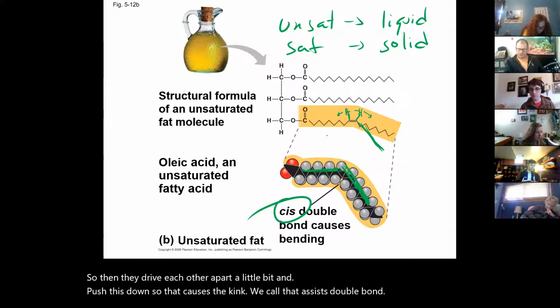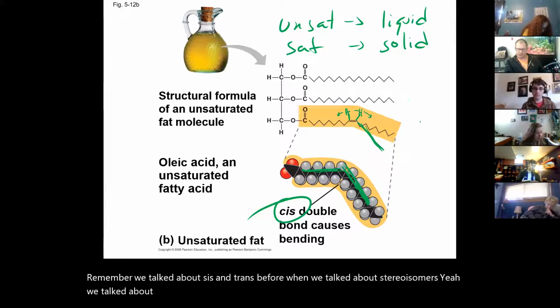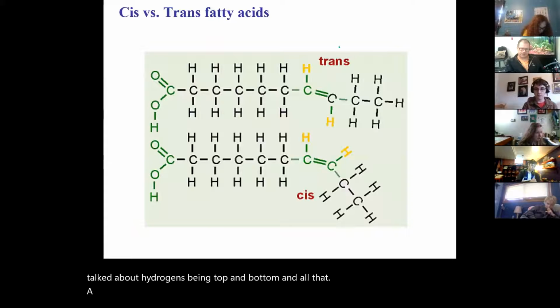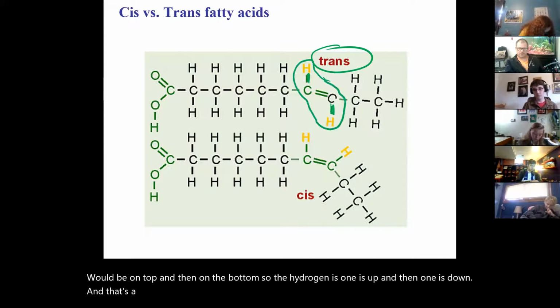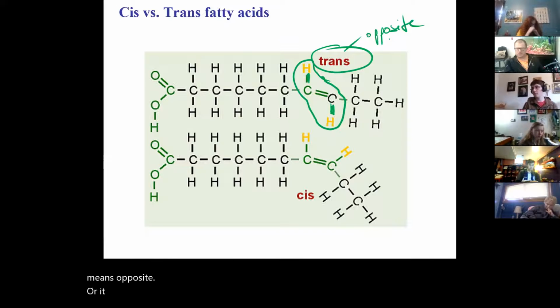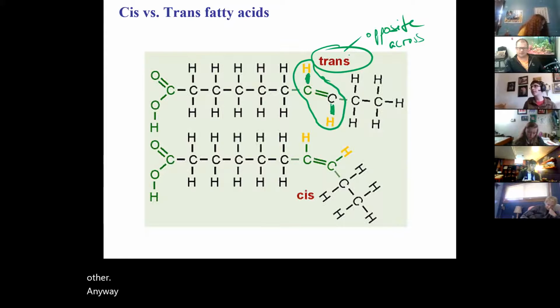Remember we talked about cis and trans before when we talked about stereoisomers? Yeah, we talked about hydrogens being top and bottom and all that. A trans double bond, that's this one, would be on top and then on the bottom. So one hydrogen is up and then one is down. And that's a trans configuration. The reason that's called trans is because the word trans means opposite. Or does it mean opposite or across? Maybe it means across. I don't know. One or the other. Anyway, so that's the trans.